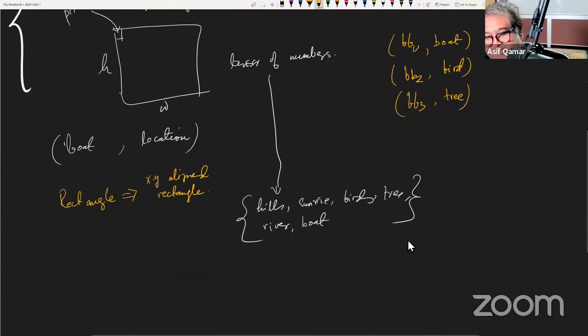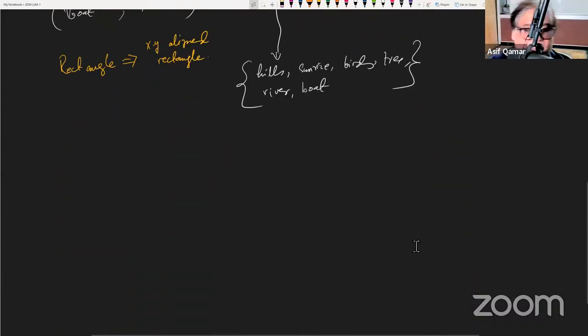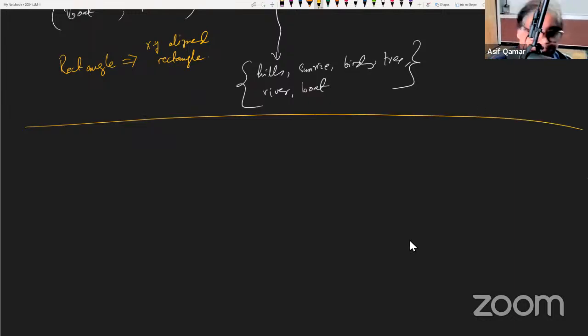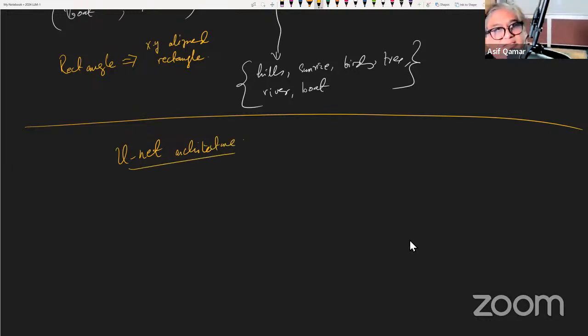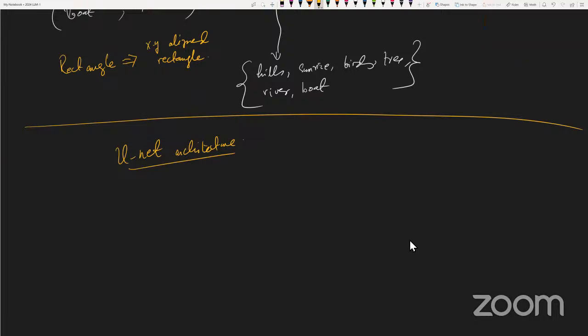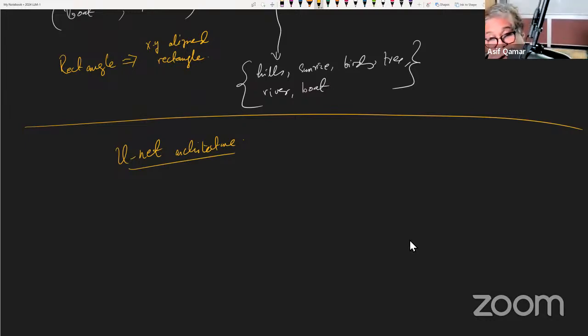So the first architecture that we will learn about is the UNet architecture. What this architecture does is, think of an encoder-decoder. Do we remember an autoencoder? How many of us know what an autoencoder is? So few hands. What's an autoencoder? Yeah. So basically, it will reduce the dimension. It reduces the dimension.